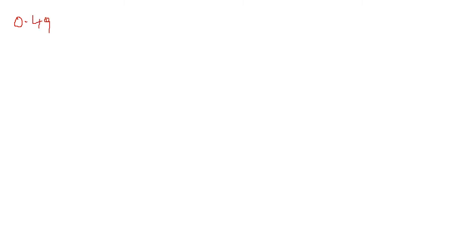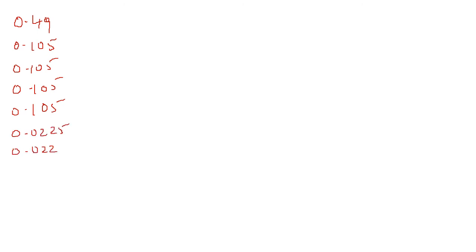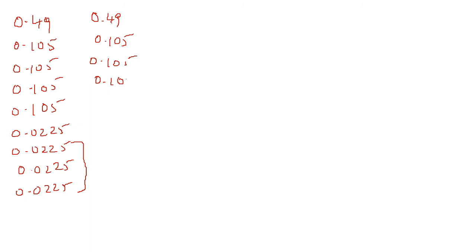To find the ternary code, we'll apply the algorithm. So 0.49, 0.105, 0.105, 0.105, 0.105, 0.0225, 0.0225, 0.0225, 0.0225. We'll add the last three symbol values and arrange it in decreasing order. So 0.49, 0.105, 0.105, 0.105, 0.105, this added value which comes to around 0.0675, this value will be shifted here, so 0.0225, and the last three symbol values, it comes to around 0.195.